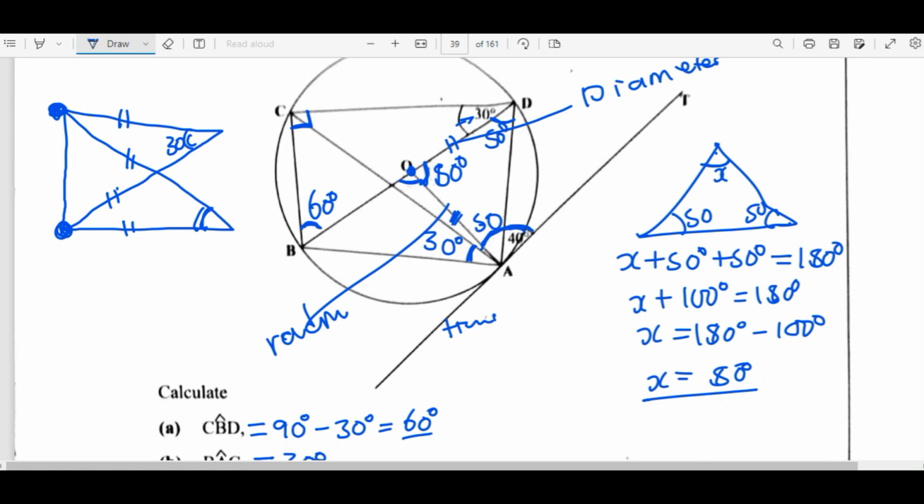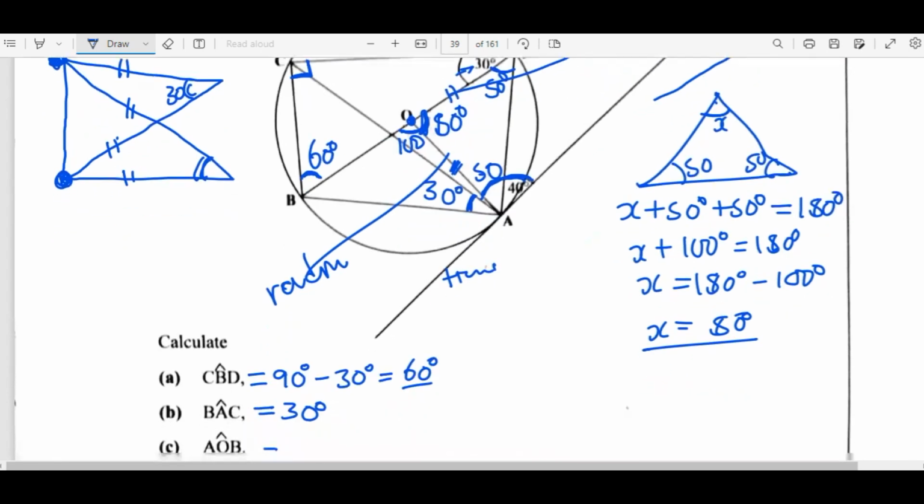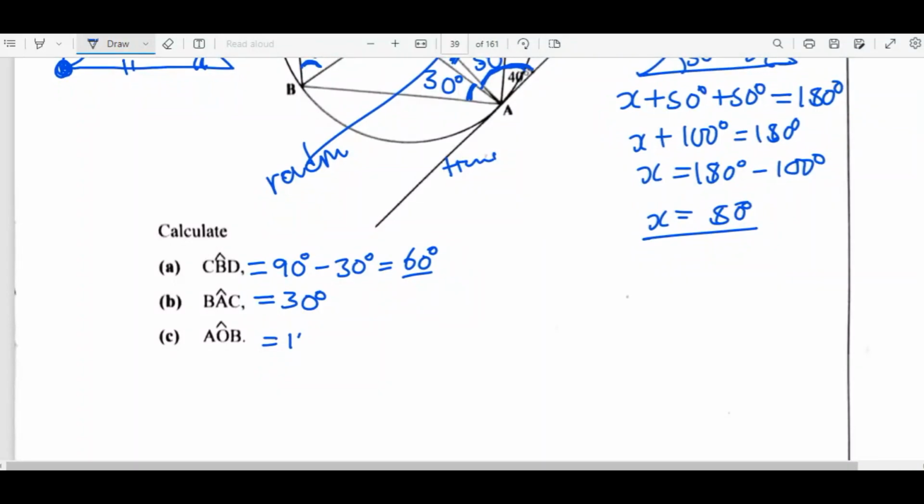Now if this is 80, then this angle is equal to 100. Remember, a straight line adds up to 180. So 100 plus 80 is 180. So angle AOB is equal to 100 degrees.